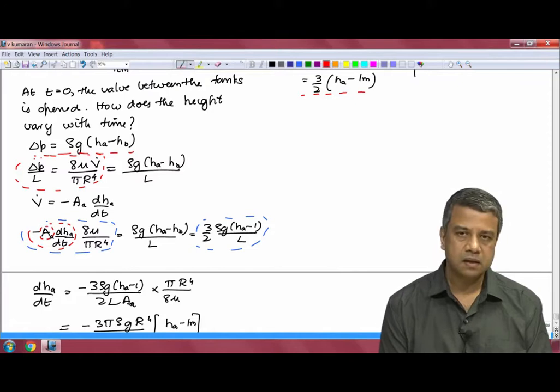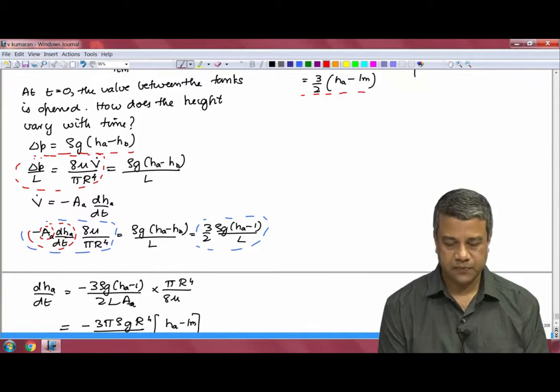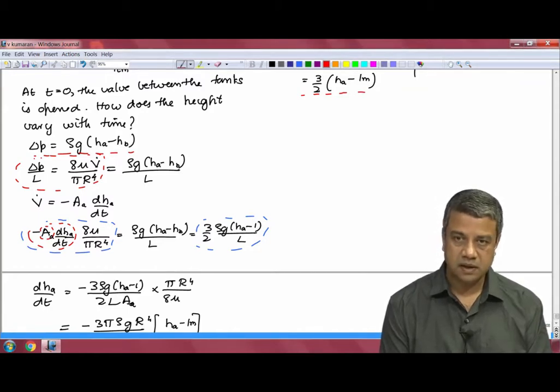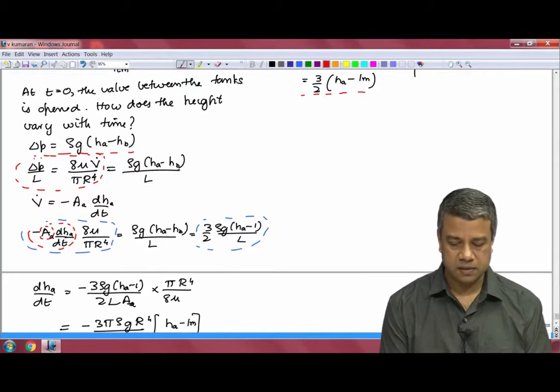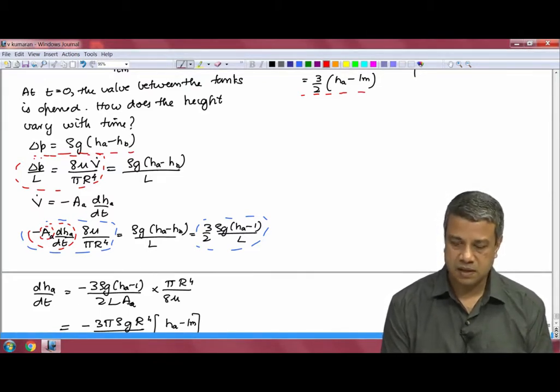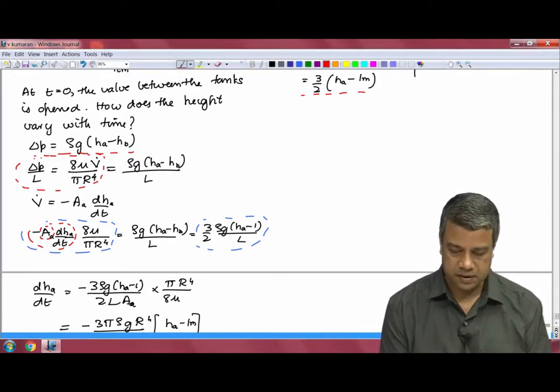So, that I will continue in the next lecture. I will verify that the flow is laminar and the Reynolds number is less than 2100, and therefore, this solution is valid. In case you do not get the flow to be laminar, then you have to change the solution procedure, assume a turbulent flow and then use the friction factor for that turbulent flow. This is only for a laminar flow. 16 by Re is the friction factor relation implicit in this calculation.